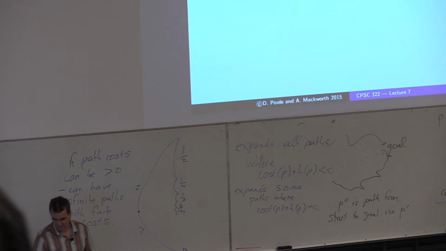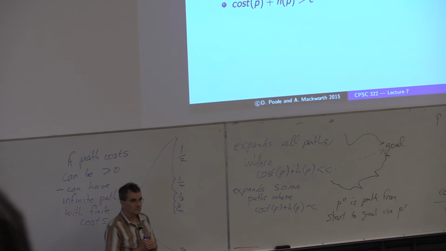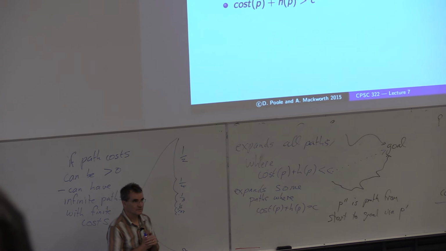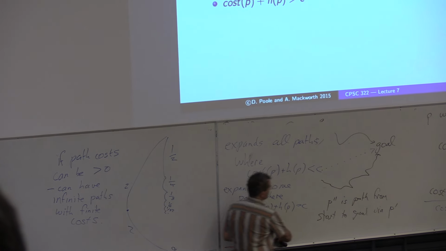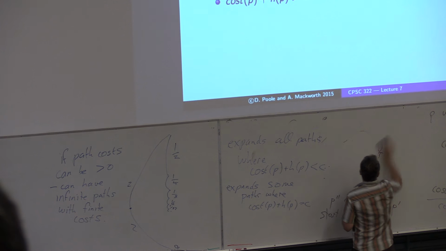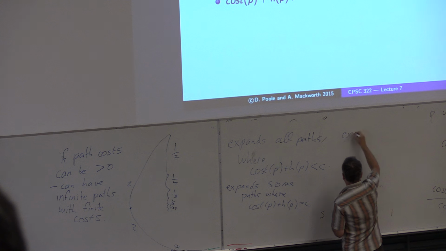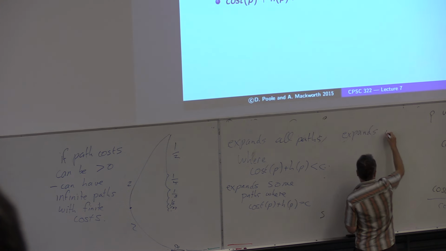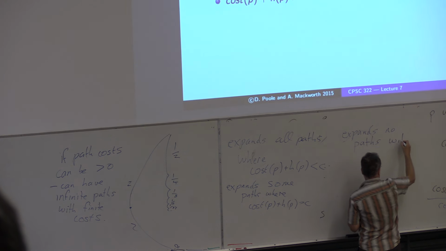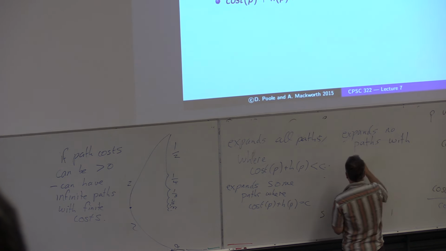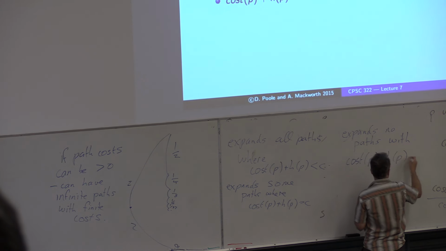And what about the other class? Someone else? Yeah, it expands no paths where this is true. So it expands no paths with the cost of P plus h of P bigger than C.